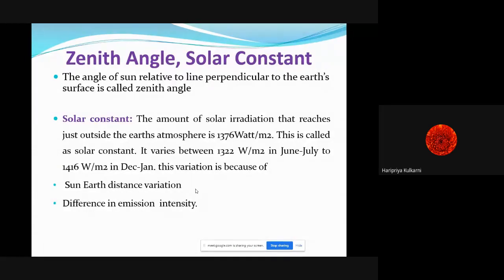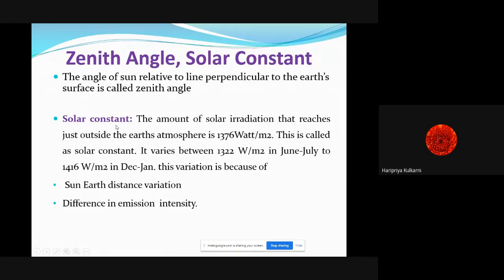Then there is zenith angle and solar constant. The zenith angle is the angle of the sun relative to the line perpendicular to the earth's surface. Okay, this is the angle between the line perpendicular to the earth's surface and the sun. This is called the zenith angle, denoted by Z.